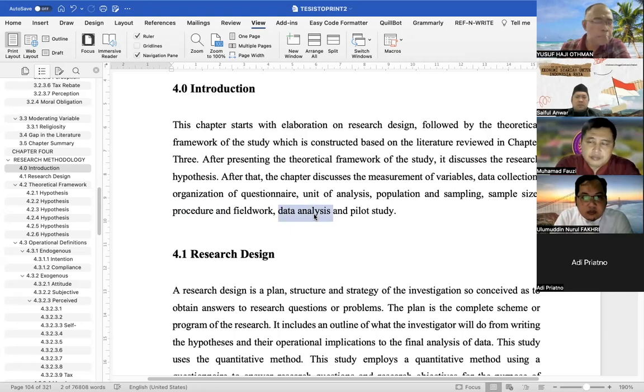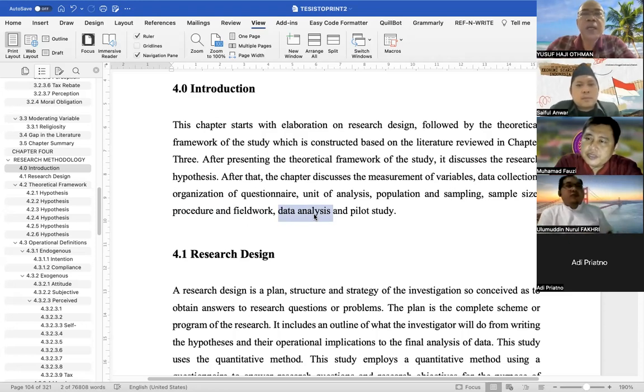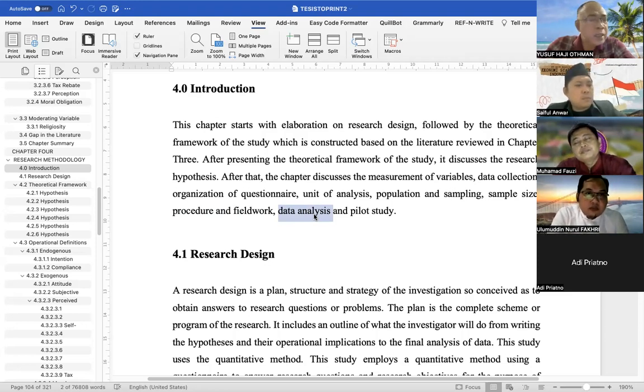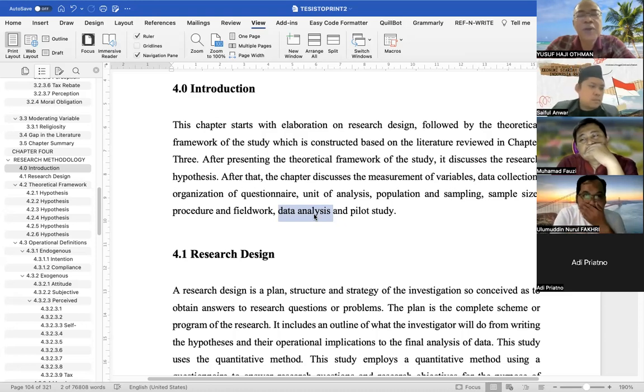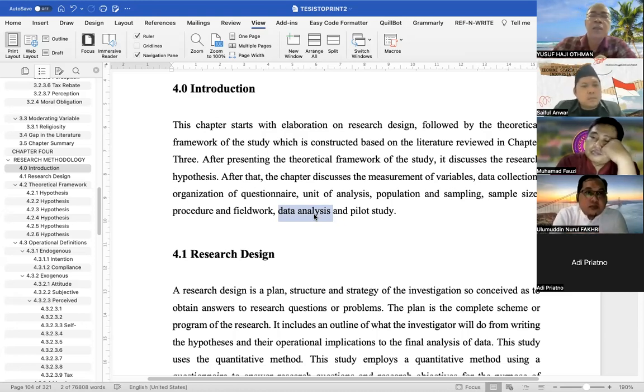If you do quantitative methods, I would strongly recommend that you use Smart PLS, the second generation statistical package. That is friendly, friendly in the sense that it can analyze even if the questionnaire items are limited. We will talk in more detail about that one. And then you also want to have the pilot study.